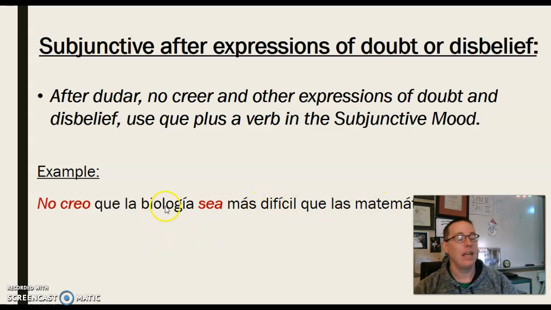Okay, so that expresses doubt or non-belief, and so that is a form of subjectivity, and therefore it's going to be in the subjunctive mode. So that's just one example. Of course, we'll hit on more of those later.